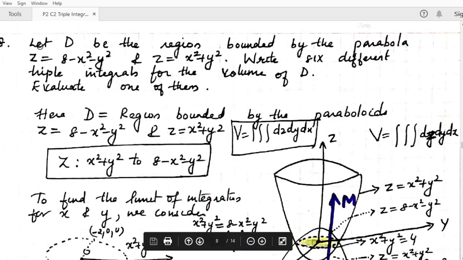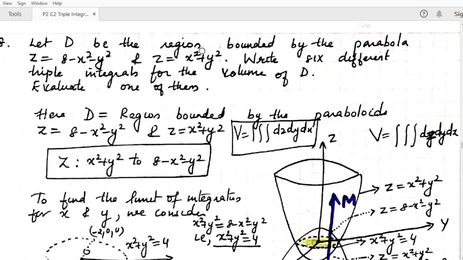So, our question is: let D be the region bounded by the paraboloids z equal to 8 minus x square minus y square and z equal to x square plus y square. Write 6 different triple integrals for the volume of D. Evaluate one of them. Now here, first let us see what is our region D.